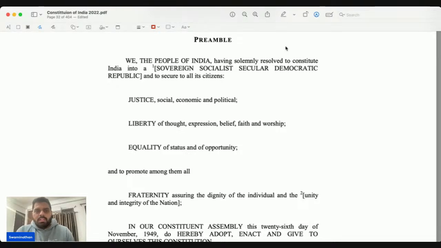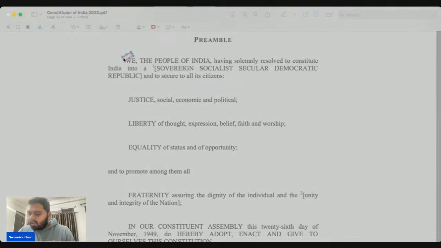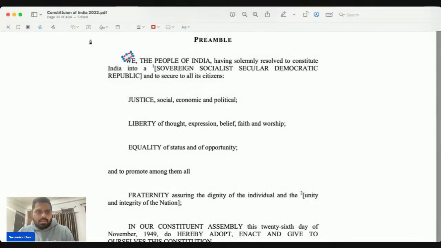Firstly, you can see, it starts with the words we the people of India. It says we the people of India, right? So this is indicating the fact that the very source of authority is derived from the people of India itself, right?